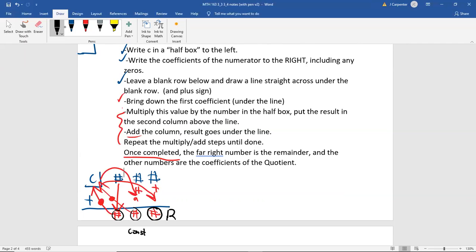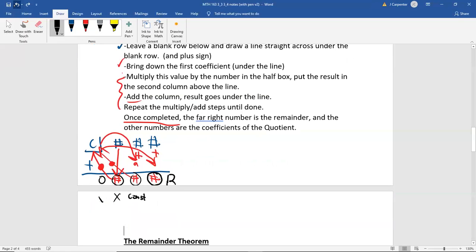This number would be the coefficient of your x. If you had another number here, this would be your coefficient of x squared. This would be your coefficient of x cubed. And you just keep going until you run out of numbers, which in this particular problem, we ran out of numbers at the x. But again, they would just keep going, x squared, x cubed, x to the fourth, if you had more numbers down there.